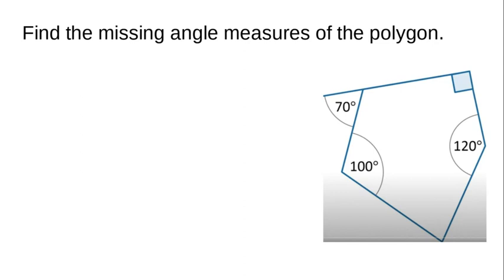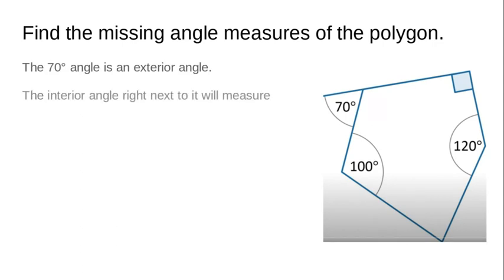Find the missing angle measures of the polygon. So you can see, let's talk about interiors. I do have one exterior angle, and that's the 70 degrees right here. So these two together are going to make a linear pair, or make 180 degrees. So the interior angle right next to it will measure 110, since these two have to make a linear pair. 180 minus 70 is 110. So in here we've got a 110.